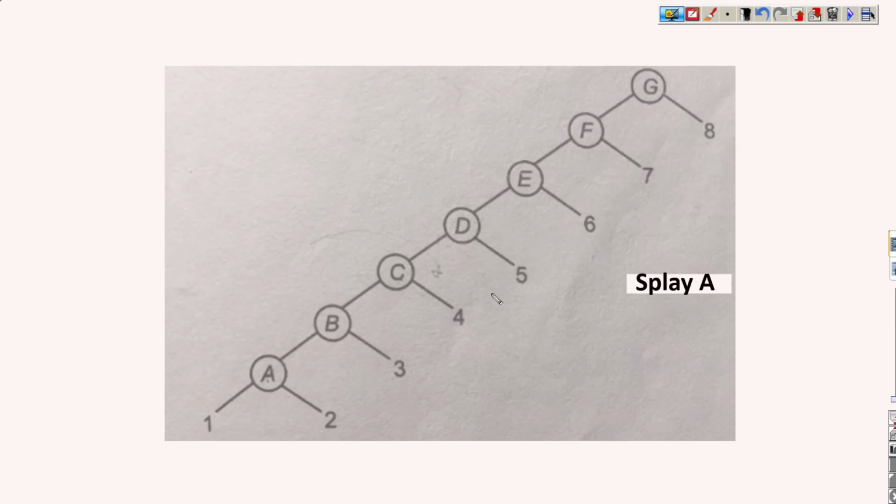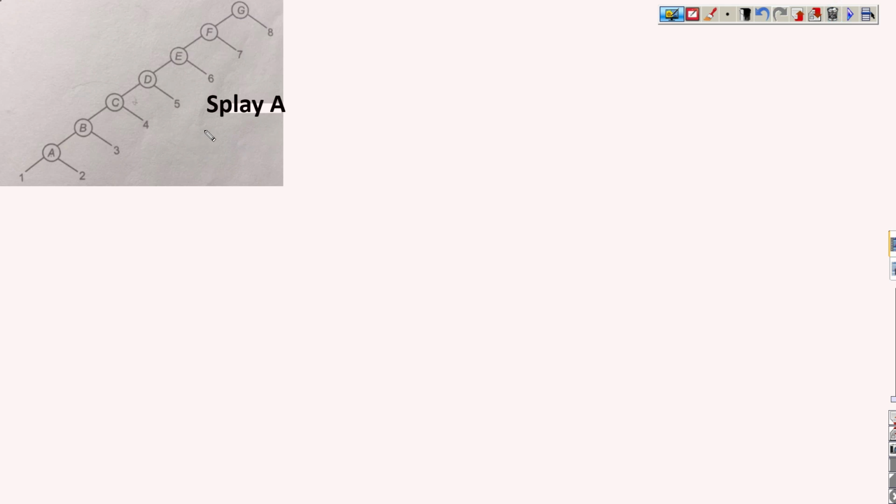So let us try to understand and apply splaying on this tree. So this is splaying, and A means we want to bring A to the root. Let's see how it will work. Let us make more space for us. So look at this. We want to splay A. So here, this A is going to come here. Because we are doing it in pairs, it will not go to the immediate parent, but it will go to the grandparent.